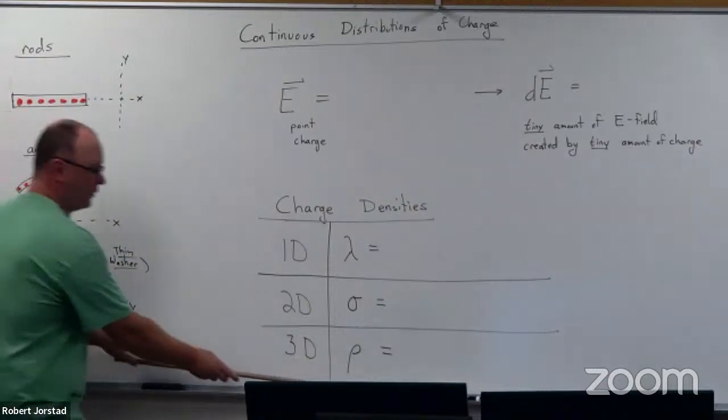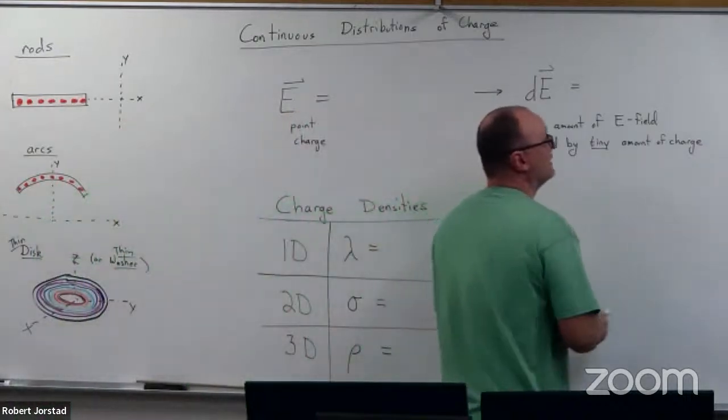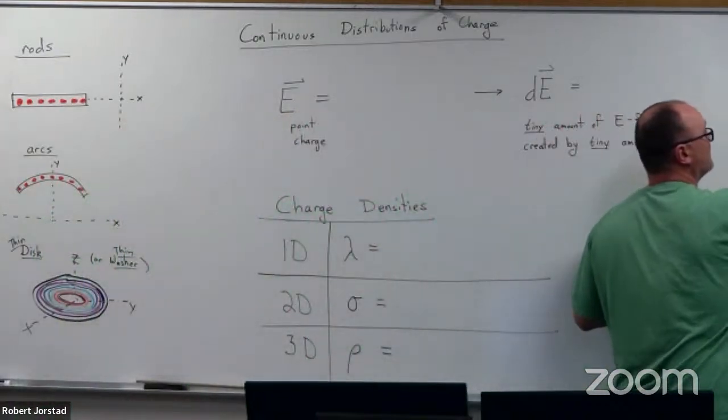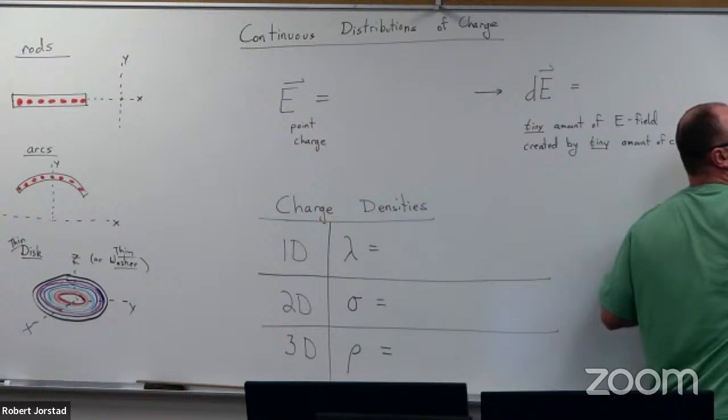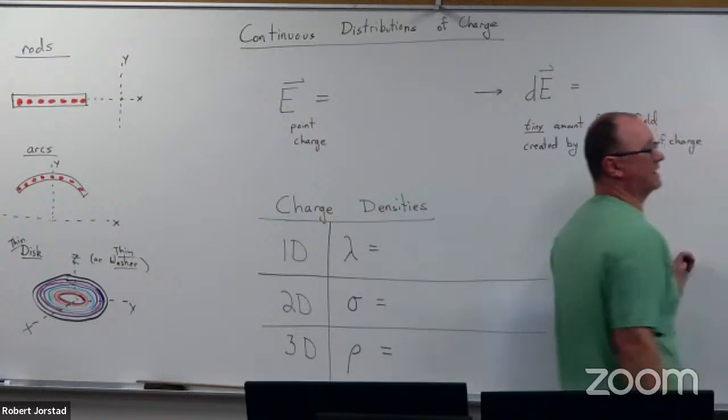So in equation form, that would look like E total. When you add them all up, that's essentially doing an integral. An integral is summing over a bunch of tiny contributions.